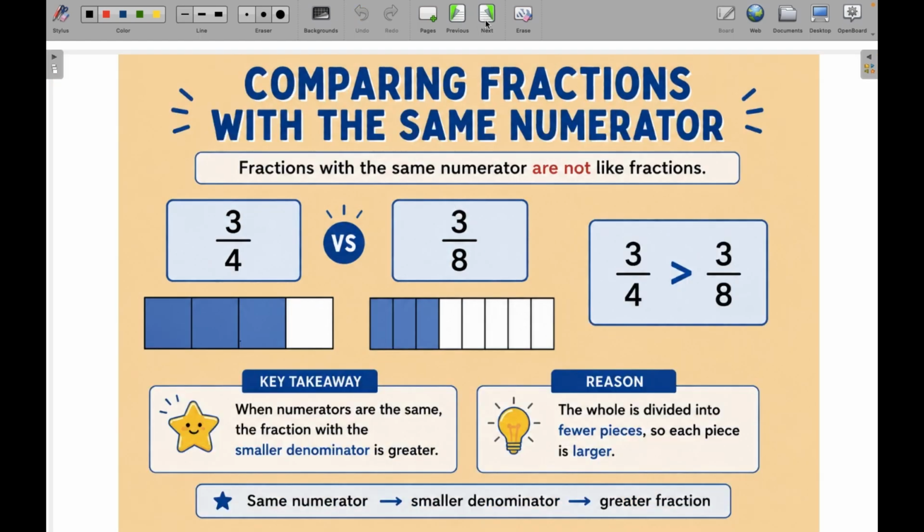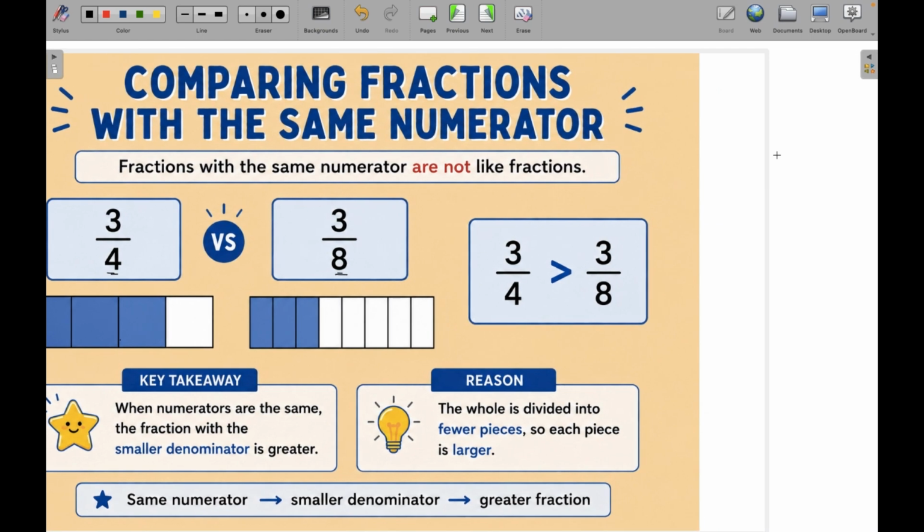Now let us move to a different case. This is a case wherein the fractions are not like, which means they don't have the same denominator. How do we compare such fractions? First of all, we have to convert them to like fractions. How do we convert them to like fractions? We have to find a common denominator.